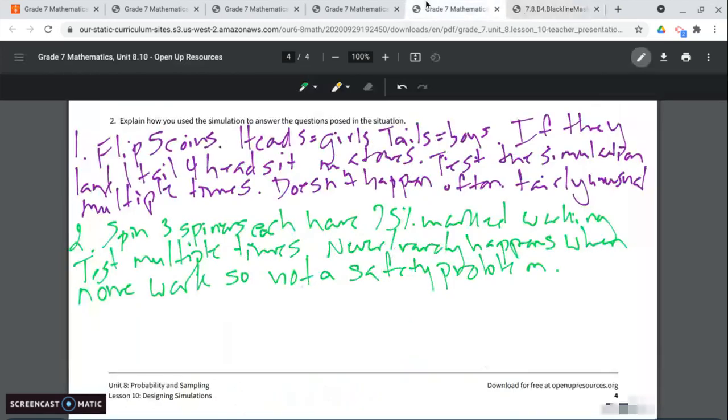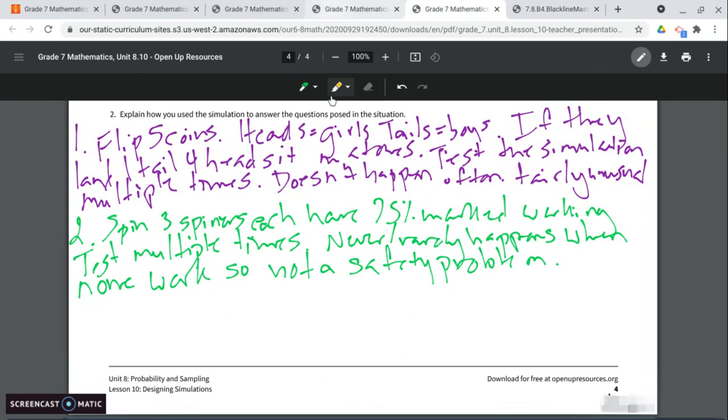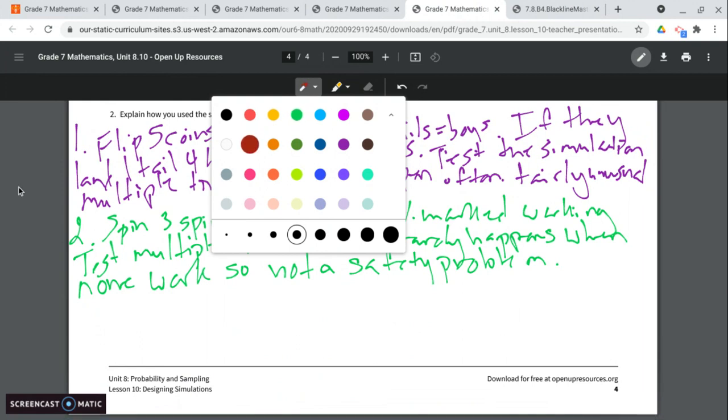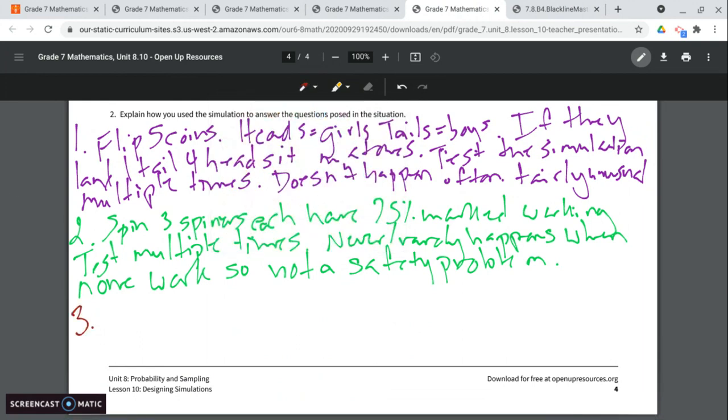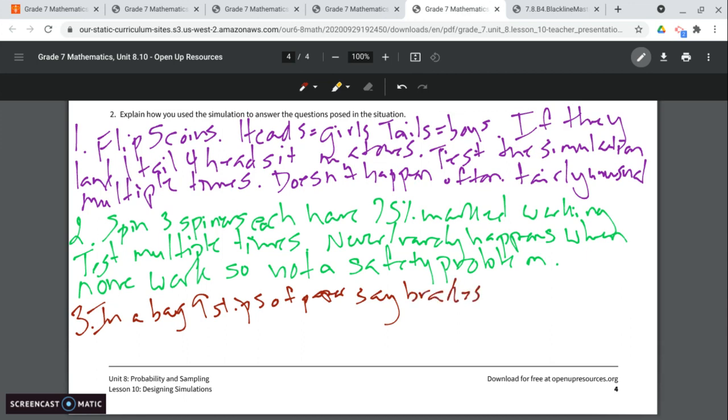So, looking at this one, we can do a bag with slips of paper. So 10 slips of paper in a bag. Nine say brakes work. One says defective brakes. So we draw one paper out, replace it, then repeat for each of the 5 cars.